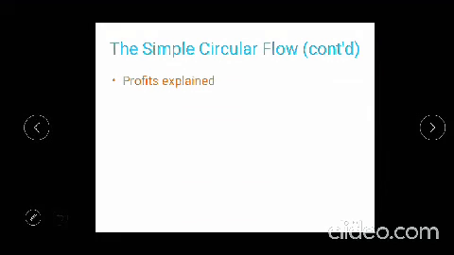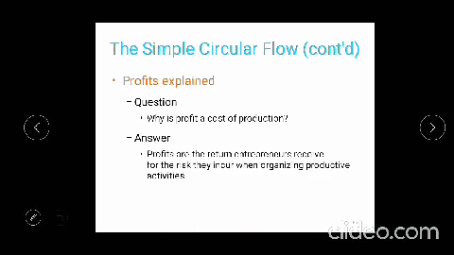The simple circular flow, profits explained. The question arises: why is profit a cost of production? The answer is that profits are the return the entrepreneurs receive for the risk they incur when organizing the productive activities. So profit can also be considered as a cost of production, because for these profits the firms take risk by producing the goods and services, and the risk that they take when organizing the productive activities gives them profits for the business. So the profits can also be considered as the cost of production. Why? Because the producers take risk to gain those profits.